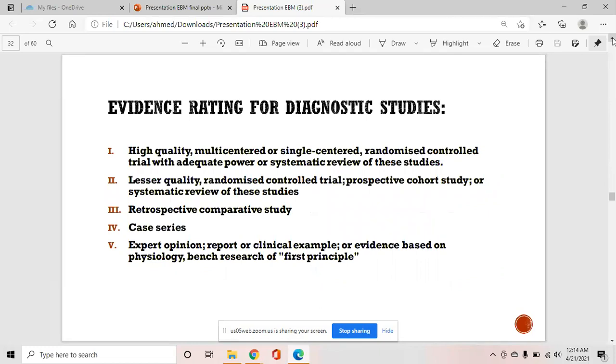Evidence rating for diagnostic studies. Level 1 is high quality multi-centered or single-centered randomized controlled trial with adequate power, or systematic review of these studies. Level 2, lesser quality randomized controlled trial, prospective cohort study, or systematic review of these studies. Retrospective comparative study is level 3. Case series is level 4. Expert opinion, reports or clinical example, or evidence based on physiology, bench research or first principle are under level 5.